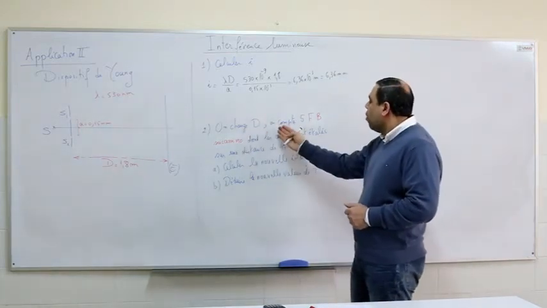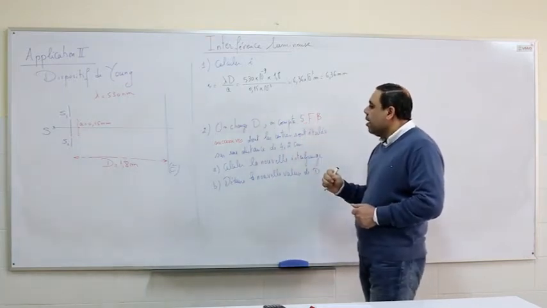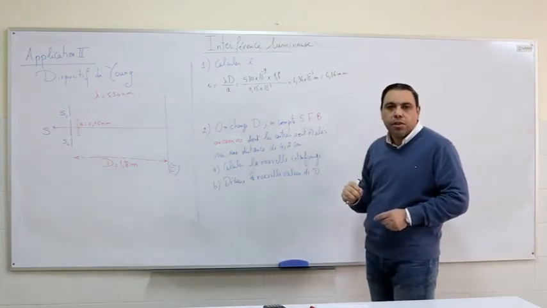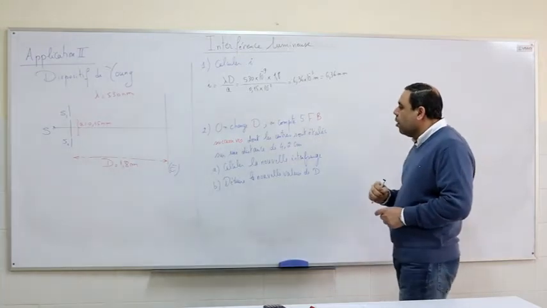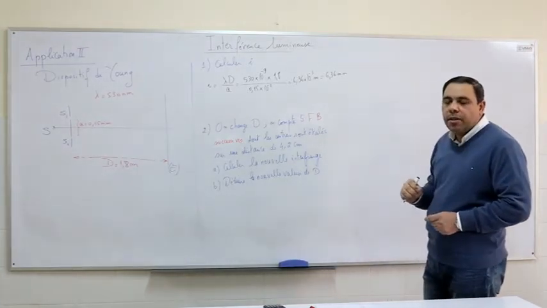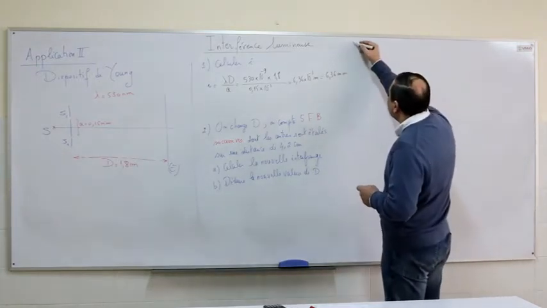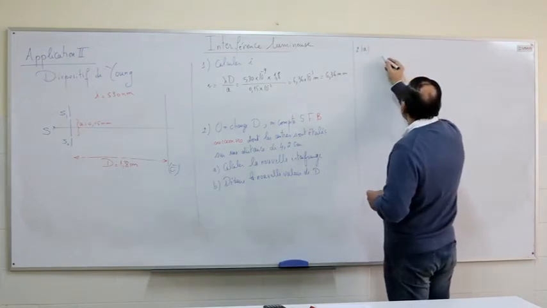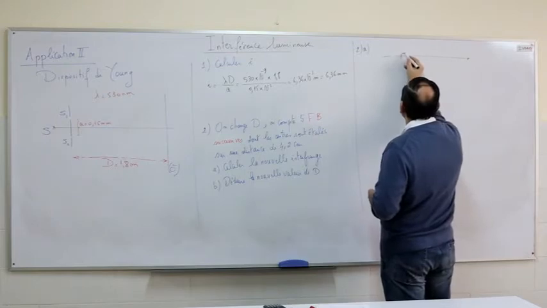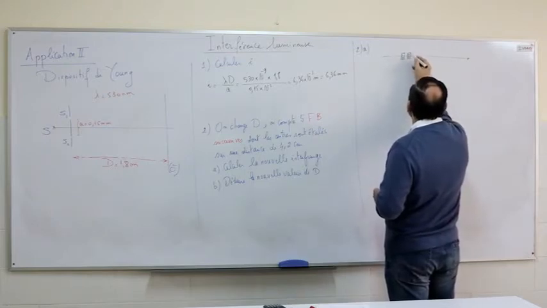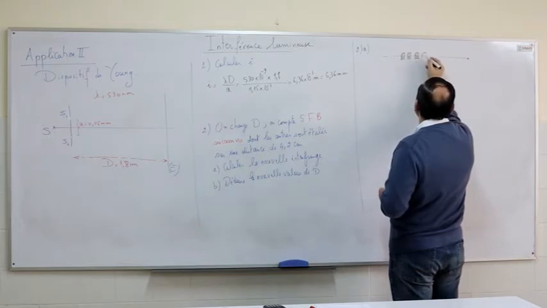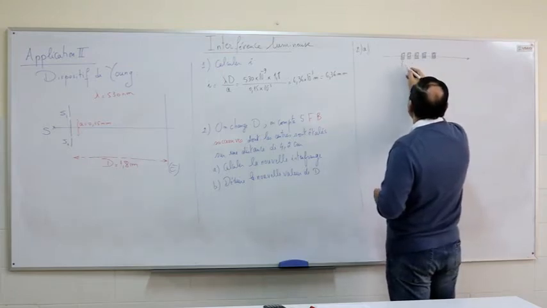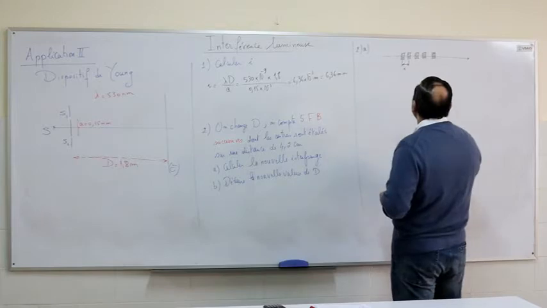In part 2, we change D. We count 5 successive bright fringes spread over 4.2 centimeters. In part A of this question, we have to calculate the new interfringe distance. So we count 5 successive bright fringes. This is the first, the second, the third, fourth, and the fifth bright fringe. The distance between the successive bright fringes is I.